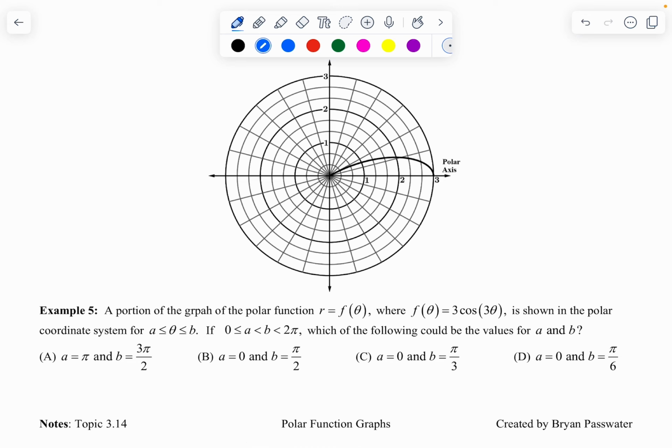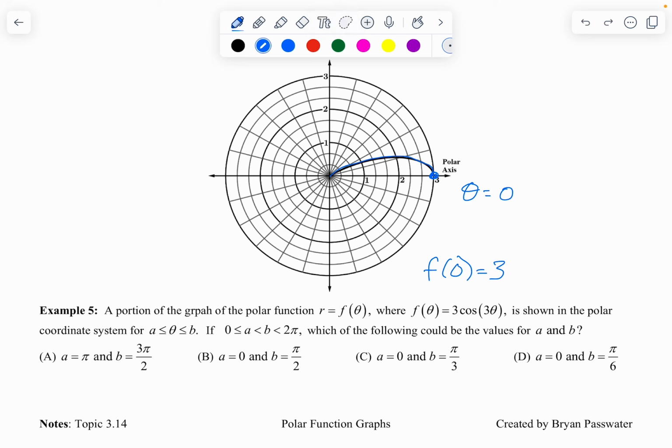Okay, so they've given us a piece of this graph. This is a rose, and what I see is that it started here at theta equals 0, because when I plug in 0, f of 0 would be 3 times cosine of 0. Cosine of 0 is 1, 3 times 1 is 3, and that sure appears to be that point. Maybe they should have told us that it lives between 0 and pi, but anyway, I think we're okay.